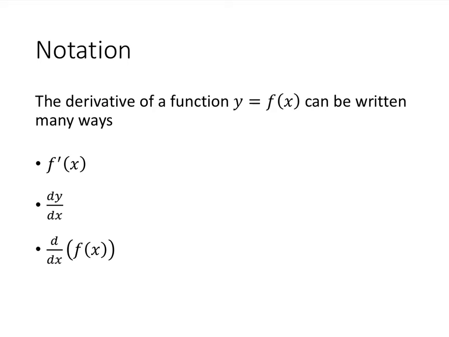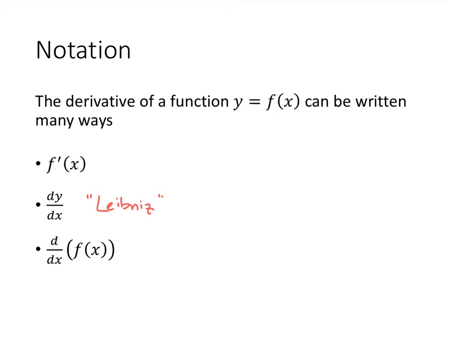We've seen the prime notation, so if f of x is our original function, then f prime of x represents the derivative of that function. It represents the slope of the tangent line, the instantaneous rate of change at a given value of x. But we've got a couple different notations that you'll see in class and in the textbook. One is this dy dx notation. This is sometimes called Leibniz notation, named after one of the mathematicians who developed calculus.